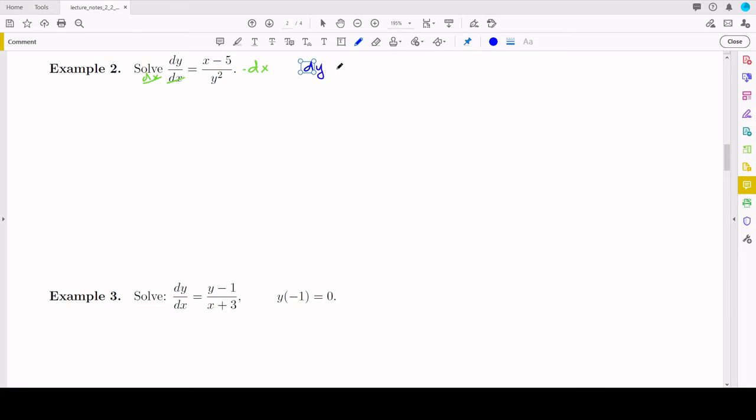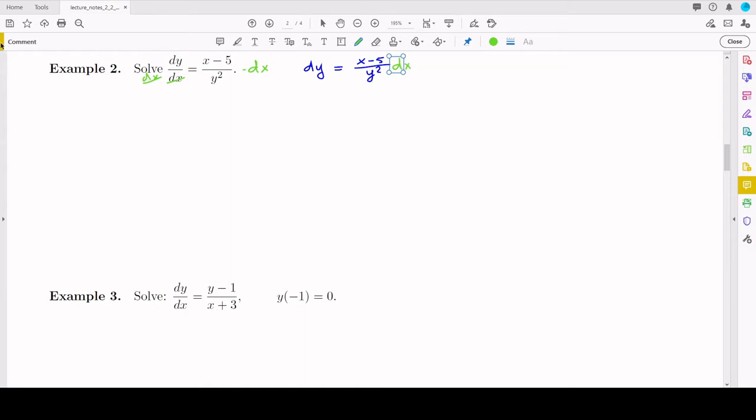dy equals (x minus 5) over y squared, and then dx.